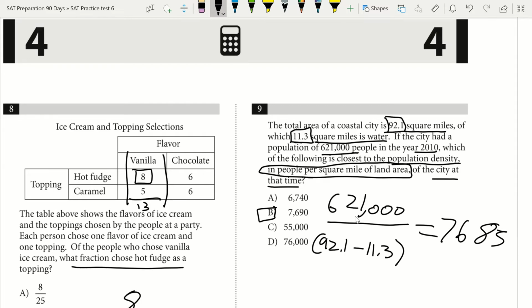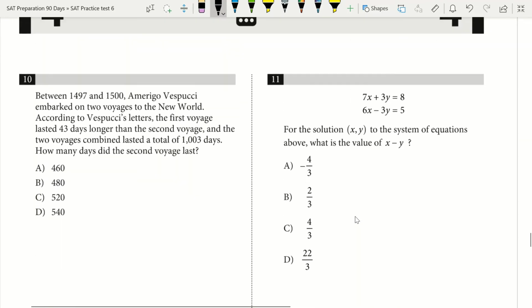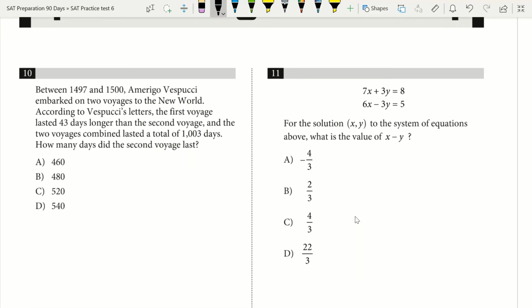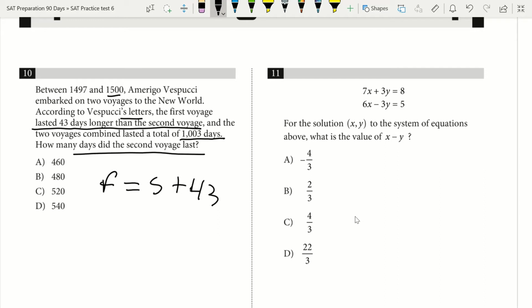All right, moving on, we got question 10. Okay, question 10. Between 1497 and 1500, Amerigo Vespucci embarked on 2 voyages to the New World. In his letters, the first voyage lasted 43 days longer than the second voyage. Okay, so the first one lasted 43 days longer than the second voyage. So the second voyage plus 43 equals our first. Now we're told that the 2 voyages combined lasted a total of 1,003 days. How many days did the second voyage last?